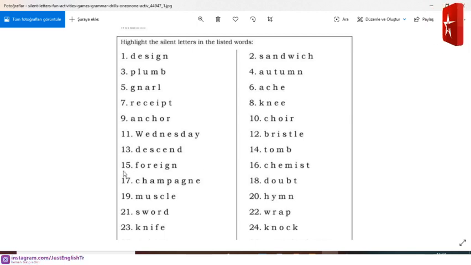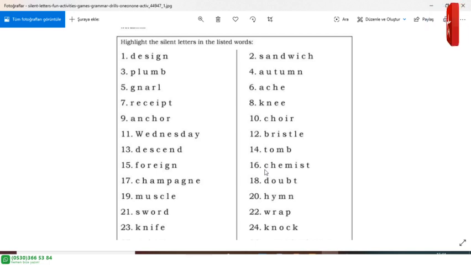Number 15, foreign. I'm waiting for your answers for number 15. Can you tell me which answer is correct? Yes, G is correct, not I. Foreign language. G is correct. Number 16, chemist.